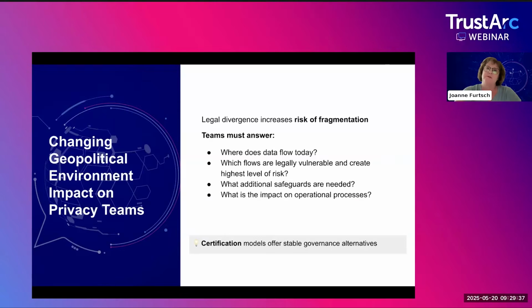Now we've reviewed how data transfer requirements and enforcement are changing across the globe. This increasing divergence in legal requirements does create a real risk of fragmentation for organizations trying to operate internationally. To navigate this ever-evolving, complex landscape, privacy teams need to be able to answer some fundamental questions. First, they need a clear understanding of their current data flows. Where is data going right now?